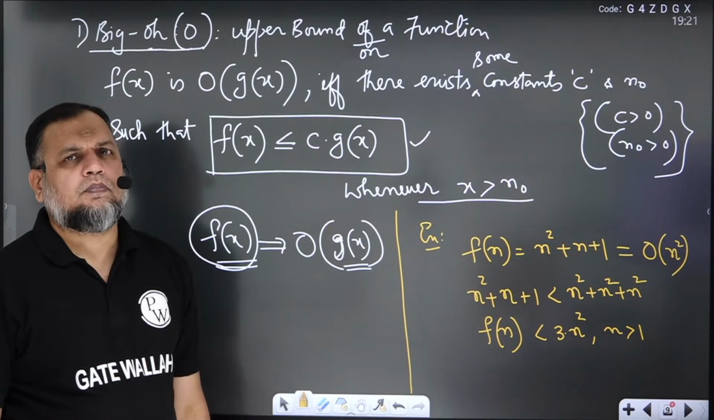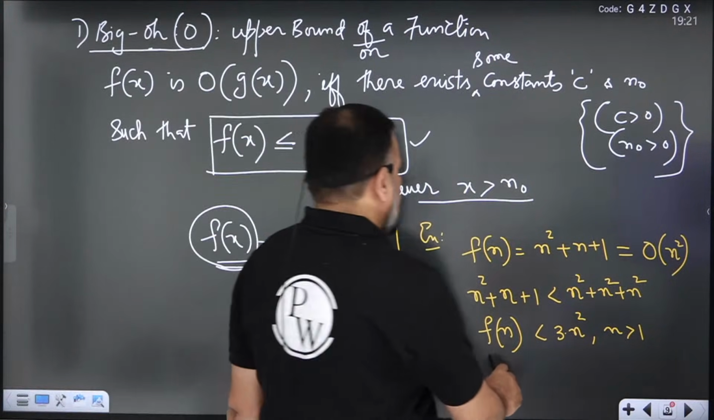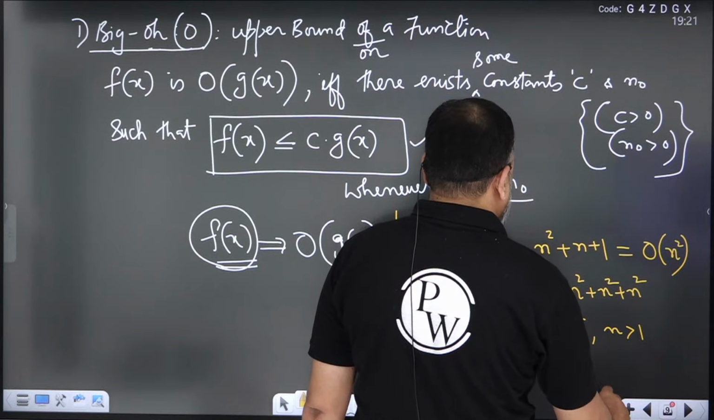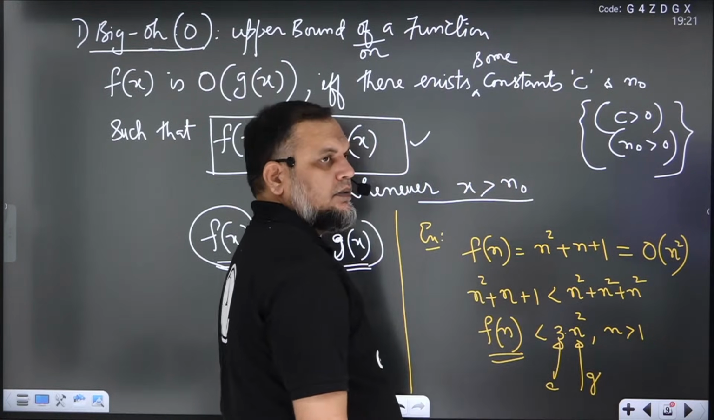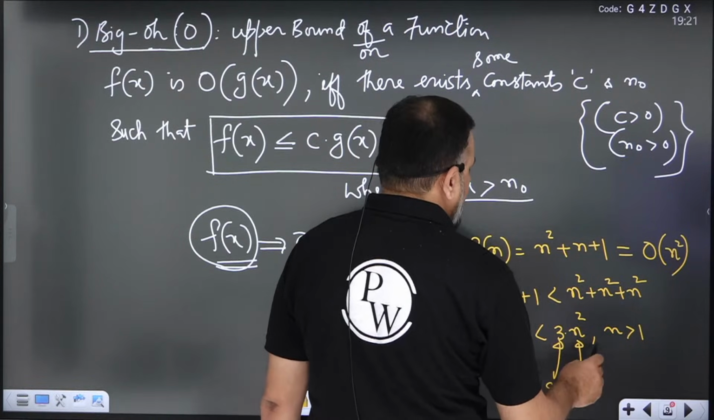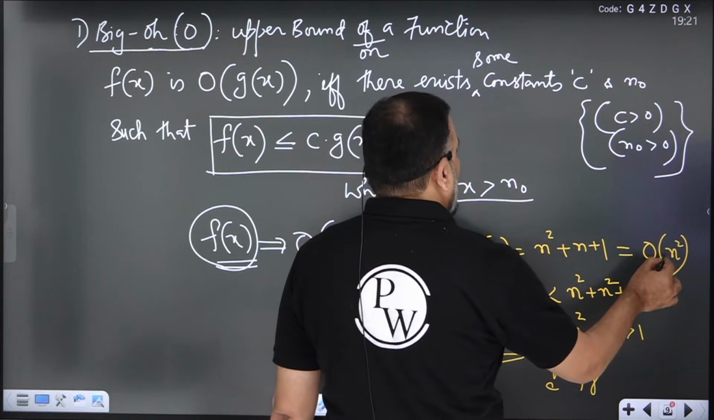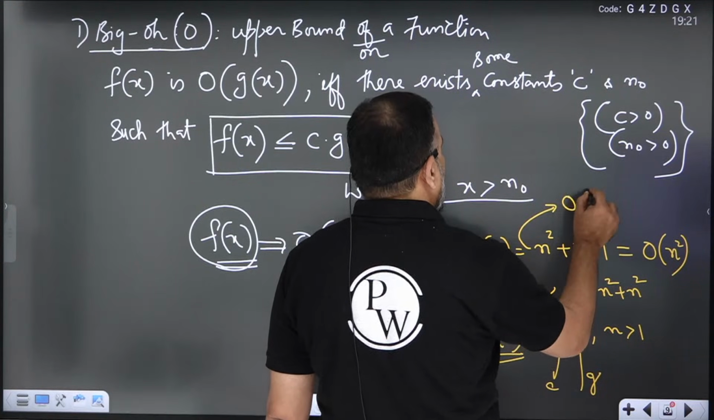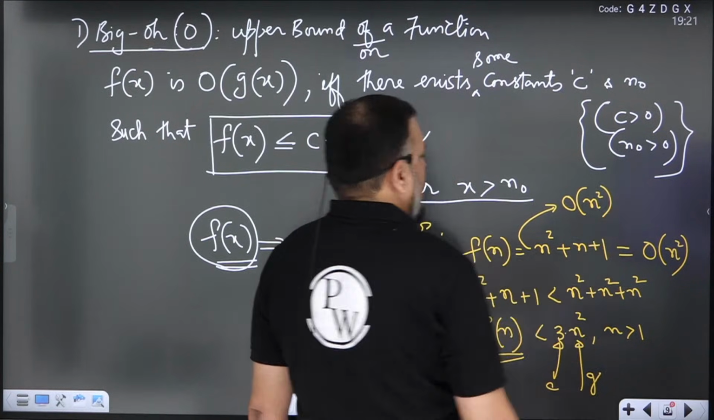Is it not? So if I apply the definition, this is my function f, this is my constant c, and this is my function g. Right? This is my function g. So from here I say f is order of g. That means when we write the order, we don't write the constant. That is the characteristic of asymptotic notation. You know it. So therefore, this is order of n square.